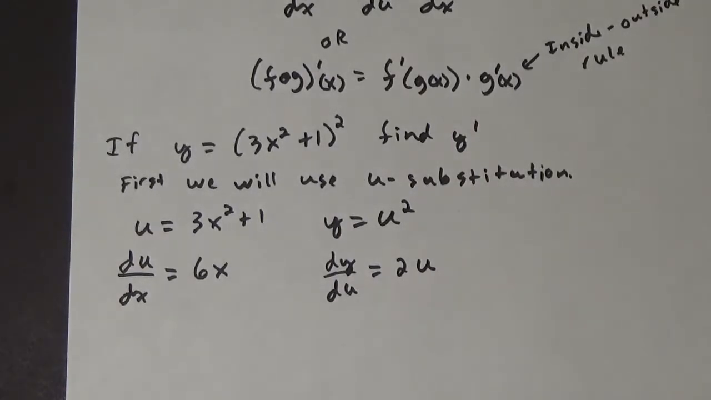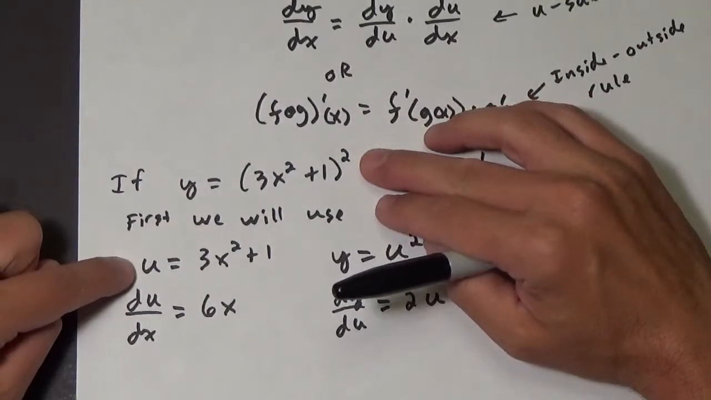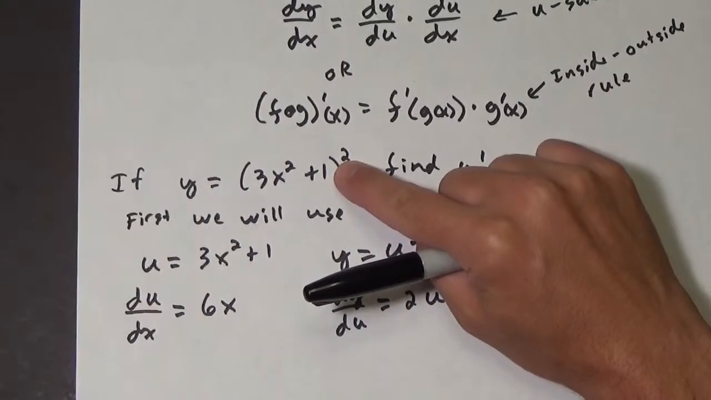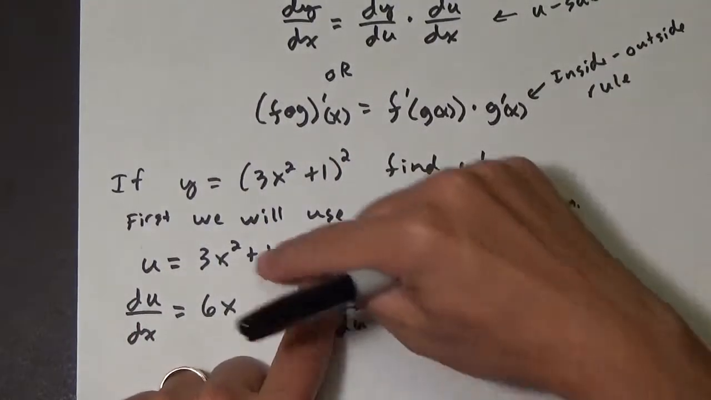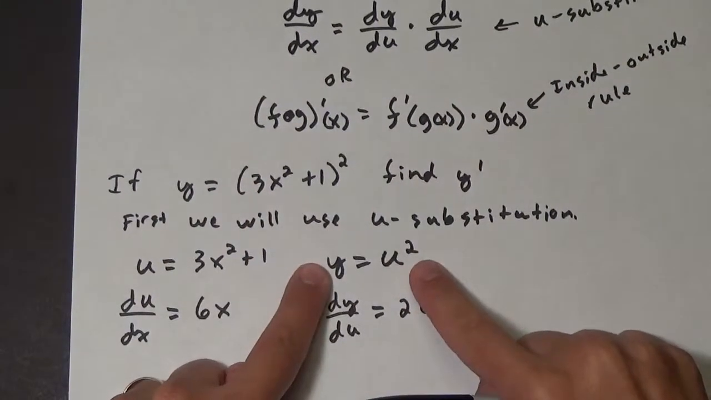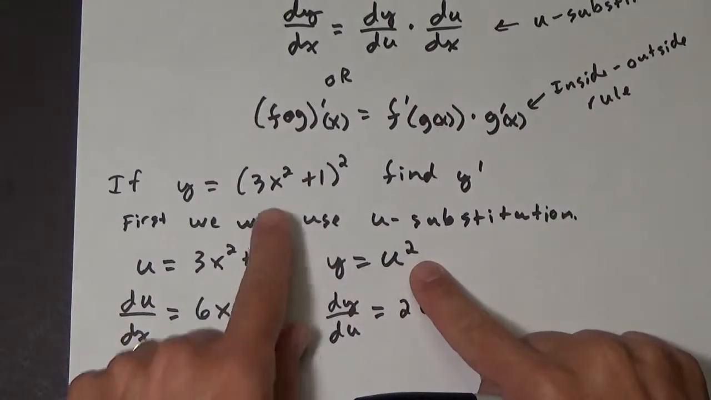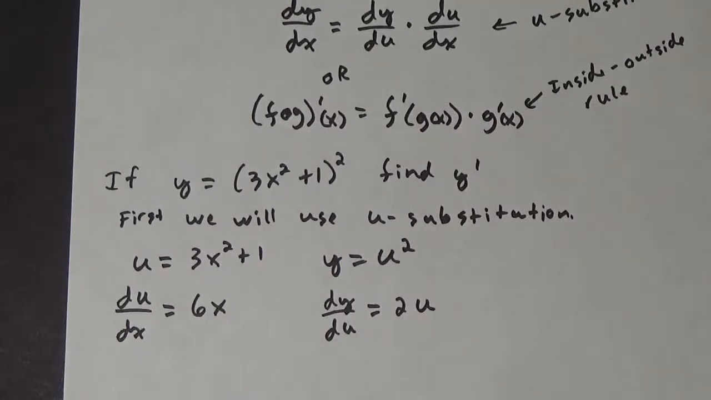Alright, so there were a number of steps that went on here. We had our composite function. We had to decide what was u. U equaled, in this case, the inside part, 3x squared plus 1. And we were able to take the derivative of u with respect to x. Then, once we figured out that u was 3x squared plus 1, we were able to rewrite y to be u squared, because we were able to substitute in u for 3x squared plus 1. And then we could take dy du.